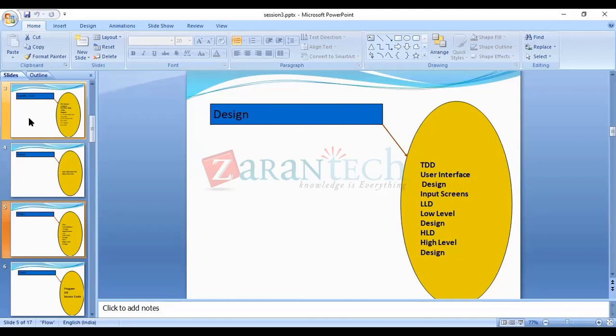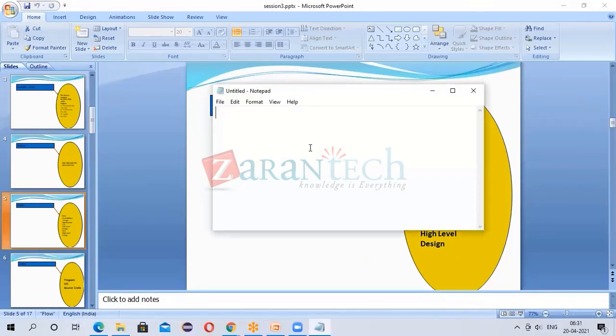LLD, I'm talking about LLD, low level designing document. What is LLD? LLD stands for low level designing document.